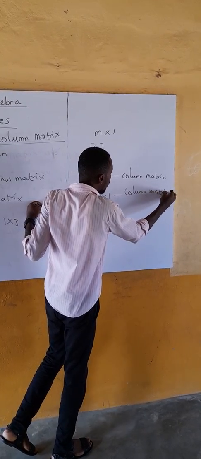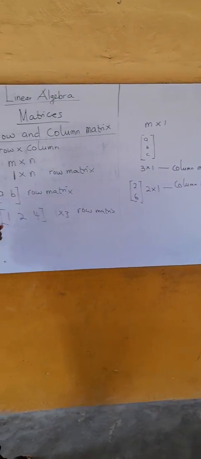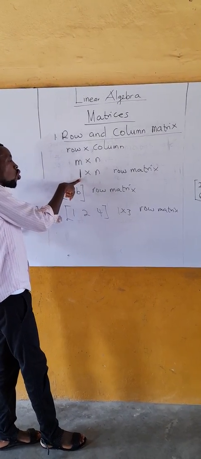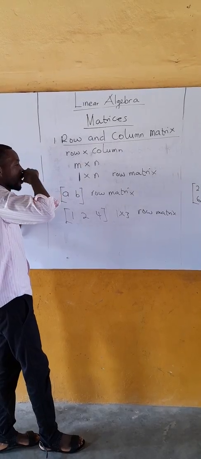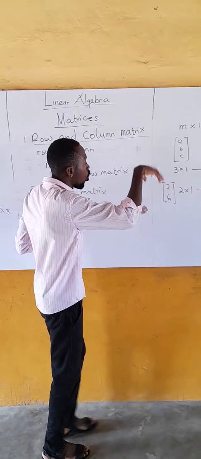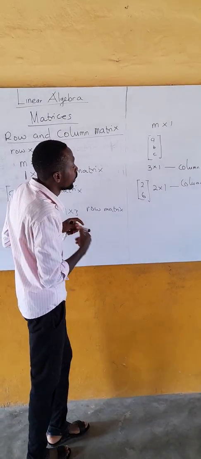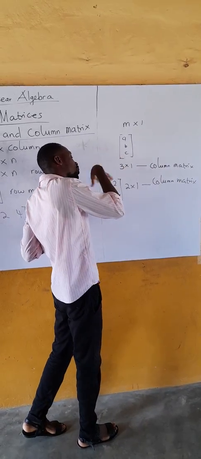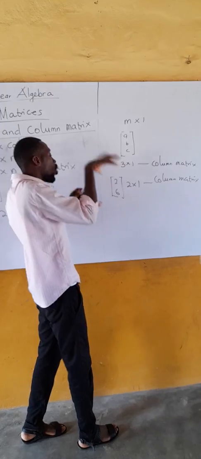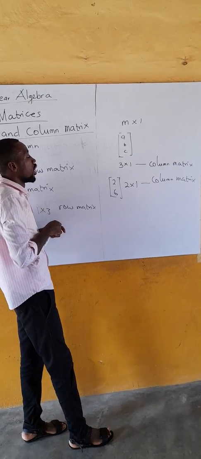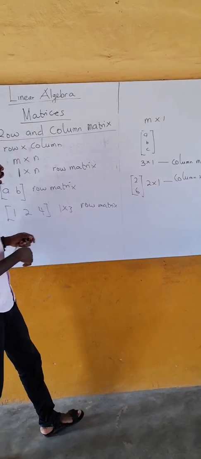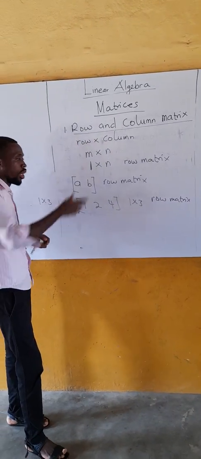So I hope you understand the column and the row matrix. The row matrix has only one entry in the row and some number of entries in the column. And the column matrix has only one entry in the column and more than one entry in the row. I hope you get that. Now look at another form of matrix.